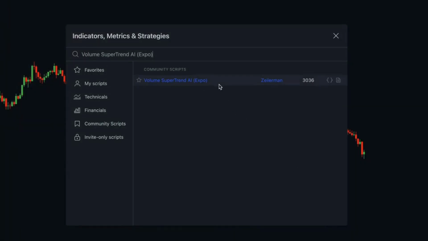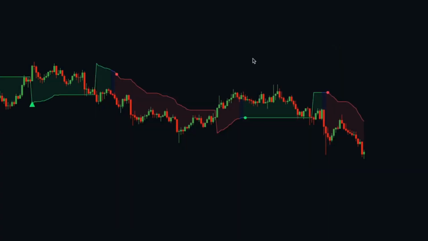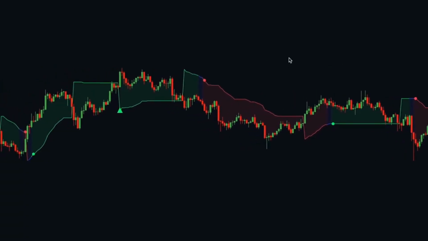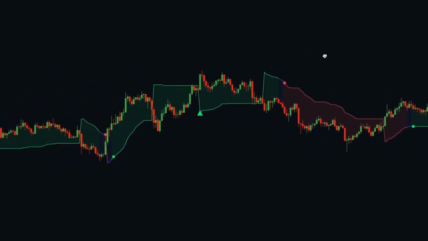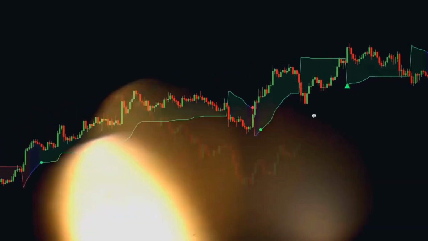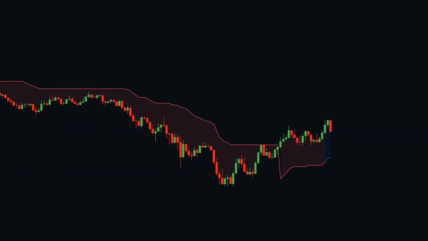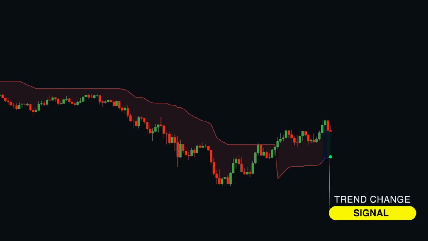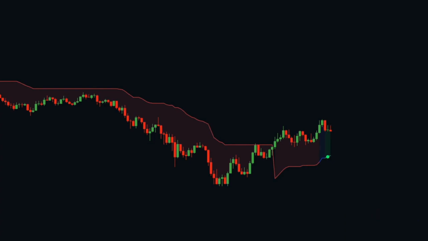Created by Zierman, the Volume Supertrend AI is an advanced technical indicator used to predict trends in price movements by utilizing a combination of traditional supertrend calculation and AI techniques, particularly the K-nearest neighbors algorithm. By combining these approaches, the indicator aims to offer more precise predictions of price trends, offering bullish and bearish signals.